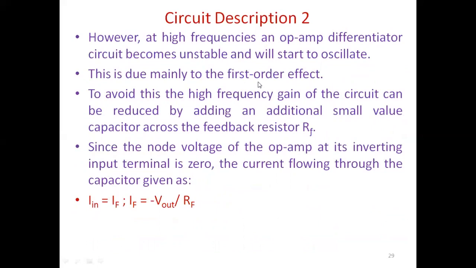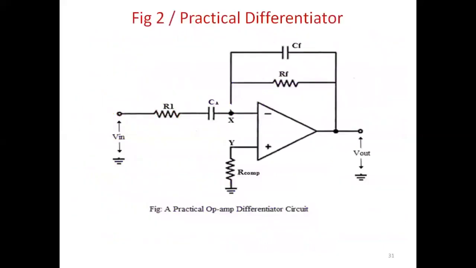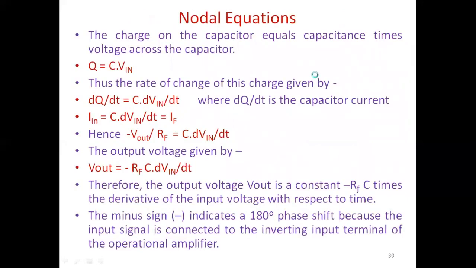So to combat this first order effect, the high frequency gain of the circuit can be reduced by adding an additional smaller value capacitor across the feedback resistor RF. Now in this diagram, we are adding a smaller capacitor CF across RF in order to combat that first order effect.